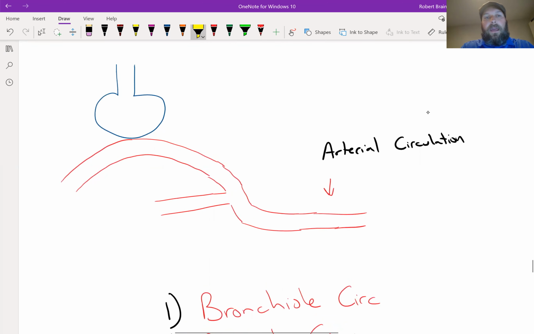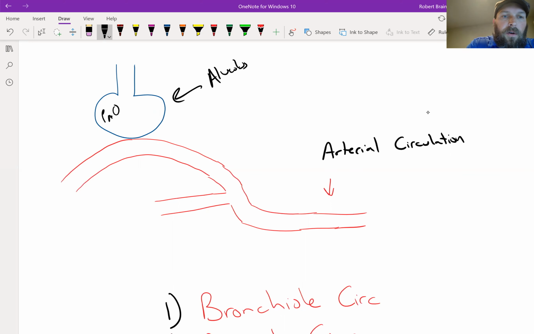If we look at an alveolus, which is what this is, alveolus is singular, alveoli is plural. And say we have a normal PAO2, the PO2 in the alveoli, all of them together. We're going to say about 100 millimeters of mercury. Well, we've got venous blood coming in, so this I'm going to draw in blue, and the PO2 of venous blood is going to equal about 40 millimeters of mercury.